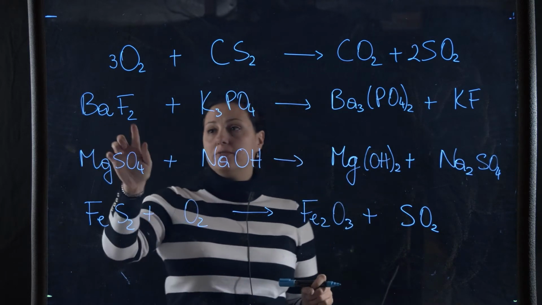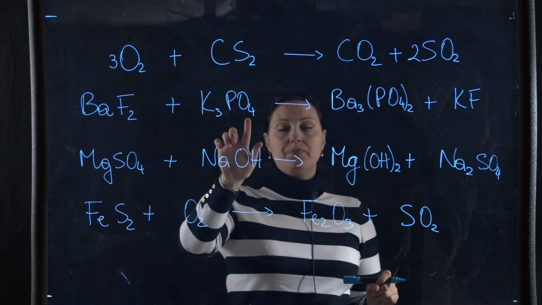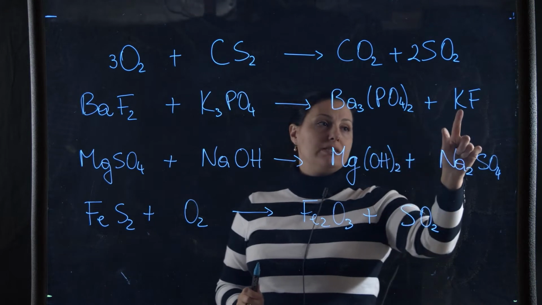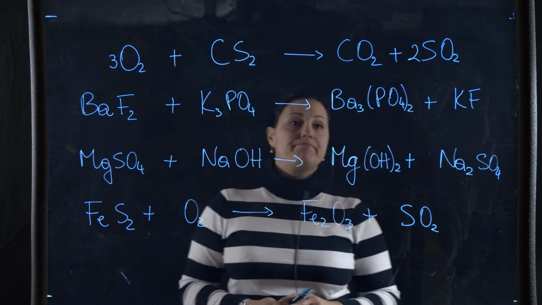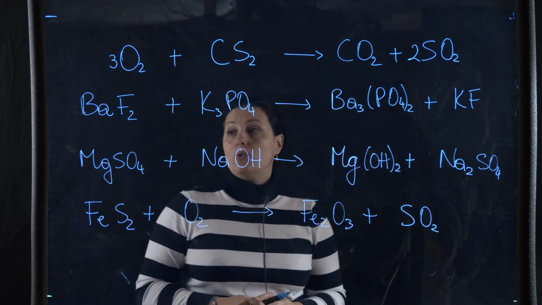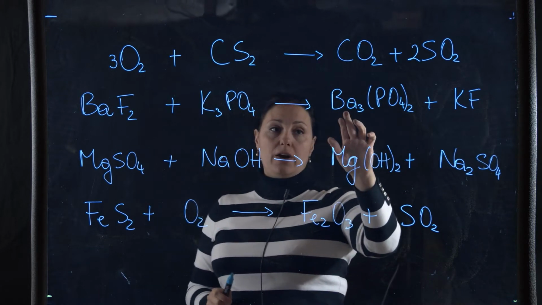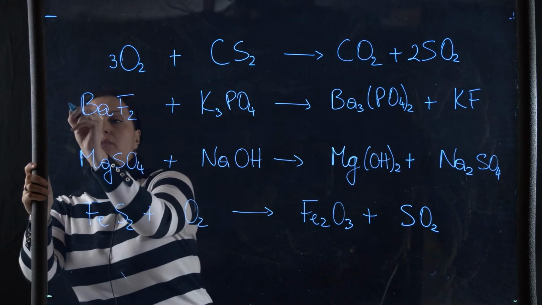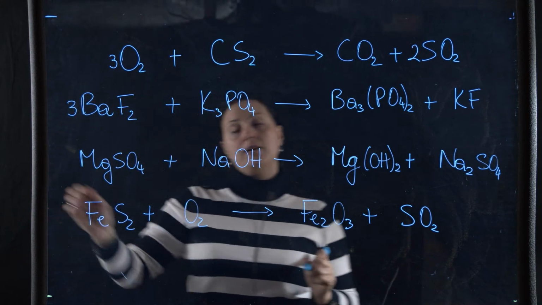I have barium fluoride plus potassium phosphate gives me barium phosphate plus potassium fluoride. Okay, so where do I start? Well, I can start with barium. I have 3 bariums over here, but only 1 over here. I can put a 3 in front of my barium.